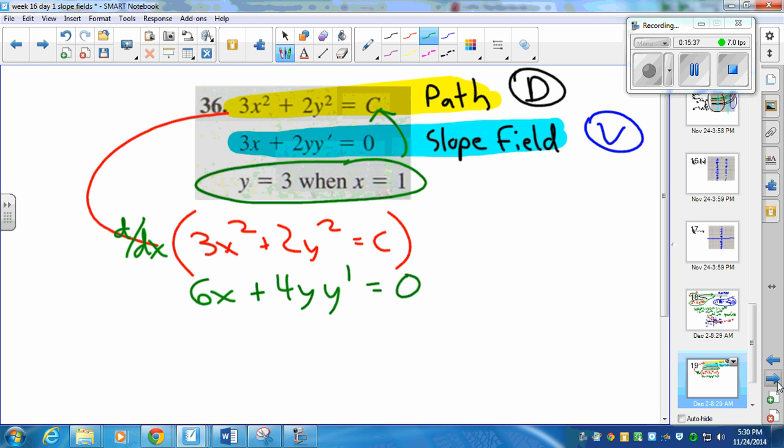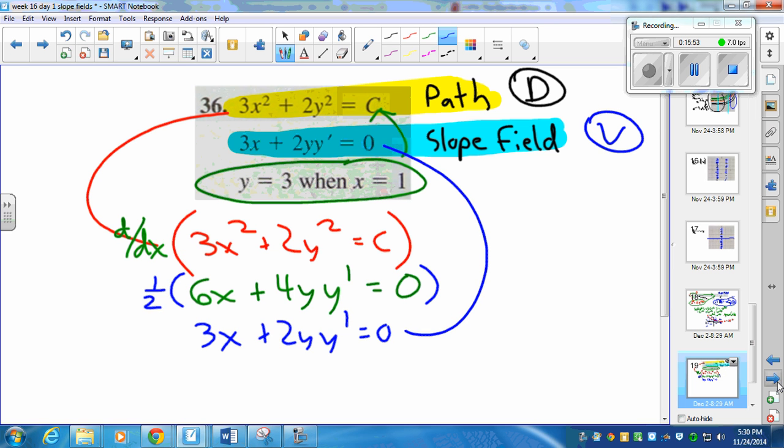Equals, well, the derivative of c is 0. Now, I hope my path's derivative fits the slope field. It almost does. I wish I could, let's say, multiply by a half, and I would get 3x plus 2y y prime equals 0. Aha! Perfect fit. So I know the path does fit the slope field.